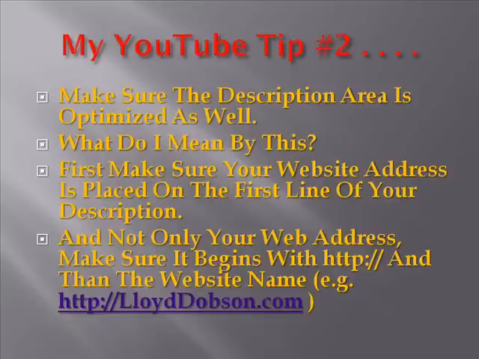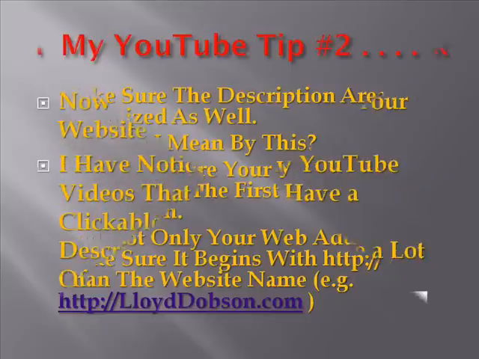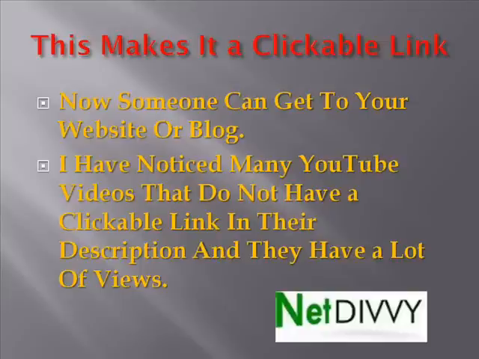Okay, my YouTube tip number 2, make sure the description area is optimized as well. And what do I mean by this? Well, first, make sure your website address is placed on the first line of your description. And not only your web address, make sure it begins with http:// and then your website name. Example, like on mine, it's http://lloyddobson.com. When you use the HTTP, it makes it a clickable link. Now someone can get to your website or blog.